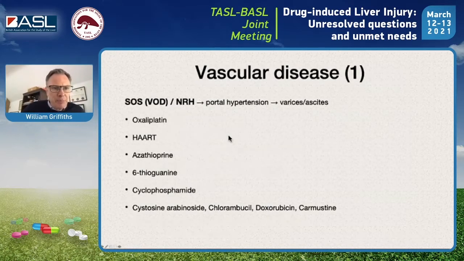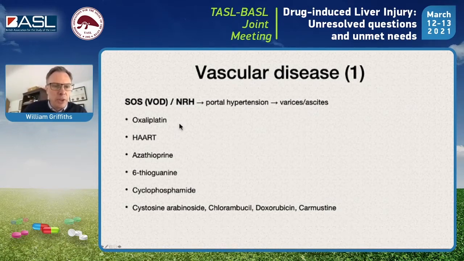So the first type of pattern that we might see is sinusoidal obstruction syndrome, the terminology of which has changed over the years and was previously called veno-occlusive disease. And in amongst that is nodular regenerative hyperplasia. These entities, particularly as severe and more subacute, can go on to lead to irreversible disease with portal hypertension and development of complications, varices and ascites.